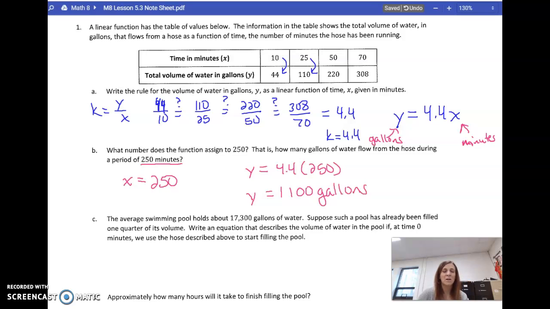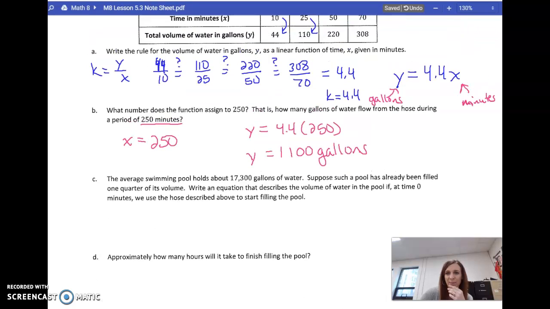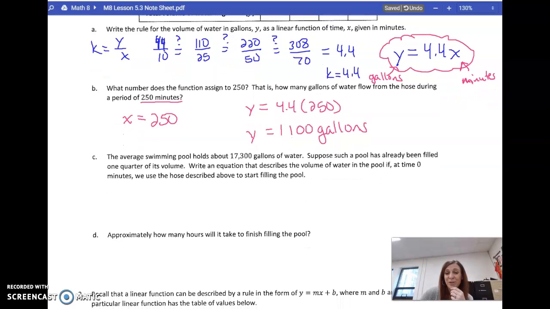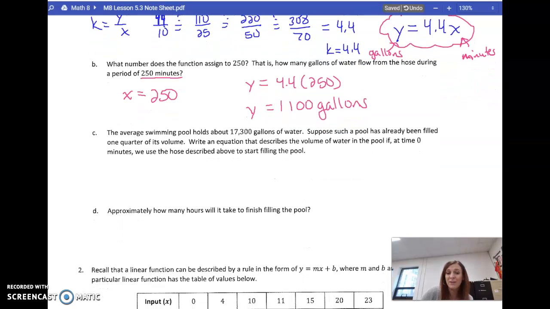Okay. So continuing on with this, the average swimming pool holds, okay, so we're going to keep using this formula right here, okay? It holds 17,300 gallons of water. So we're going to suppose a pool has already been filled 1/4 of its volume. We want to figure out what 1/4 of 17,300 is. So if I just multiply that together, or I can take 17,300 divided by 4, I can change this to 0.25 and multiply it, however you choose to do it, we come up with 4,325. It's already been filled that much.